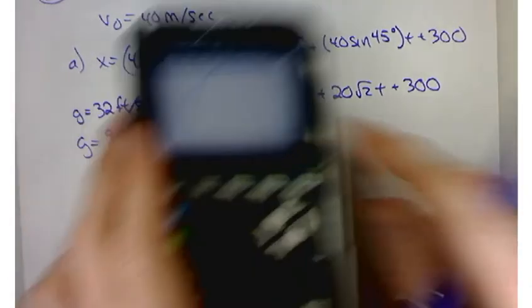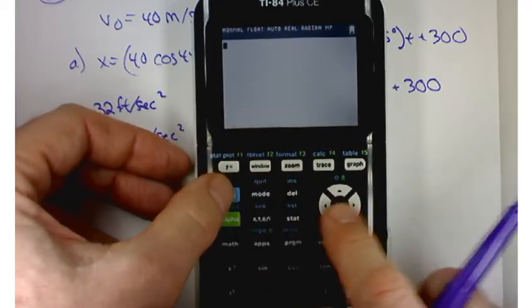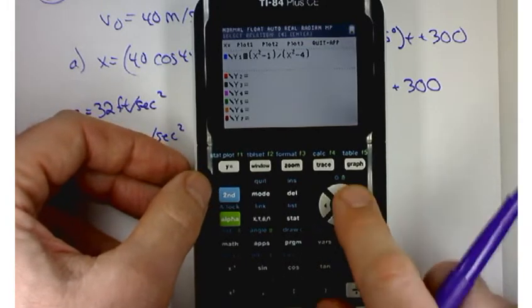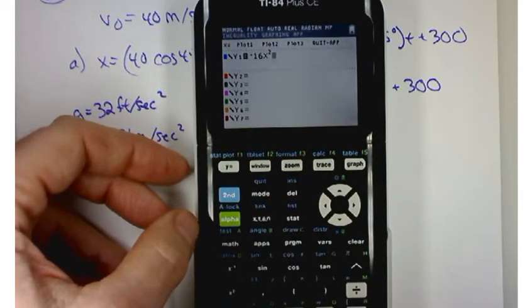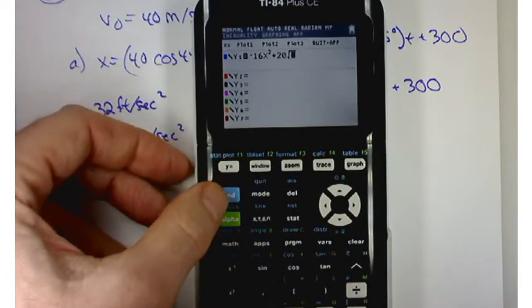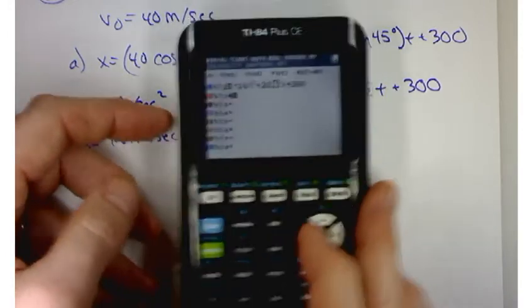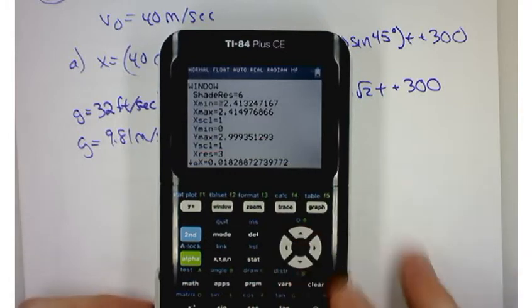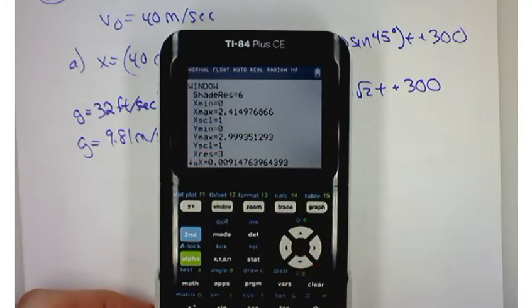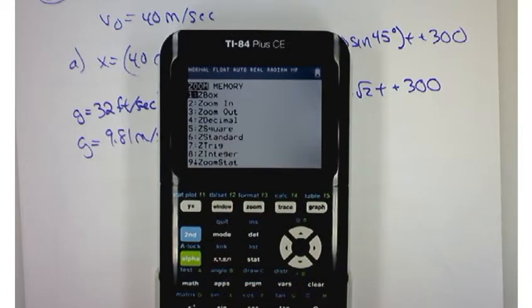But to graph this, we're going to have to reset our mode back into function. So let me graph negative 16x squared plus 20 times the square root of 2 times x plus 300. And in the x direction, let's go from 0 to, I'm guessing 13 should be enough. And then I'm going to hit zoom. Let's see, zoom 0.